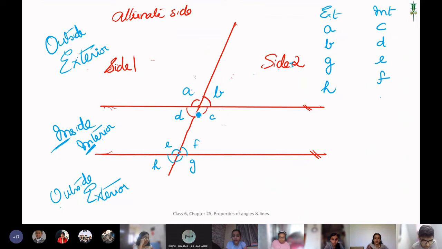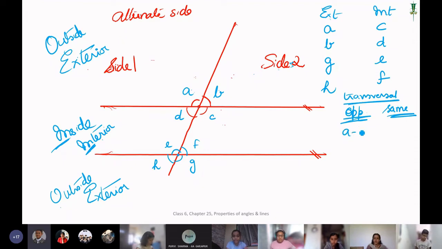With regards to the transversal, where do A and B lie? I'm talking about with regards to the transversal only. Do they lie on the opposite side or the same side? Opposite side. So with regards to the transversal, A and B lie on the opposite side. D and C, opposite side.